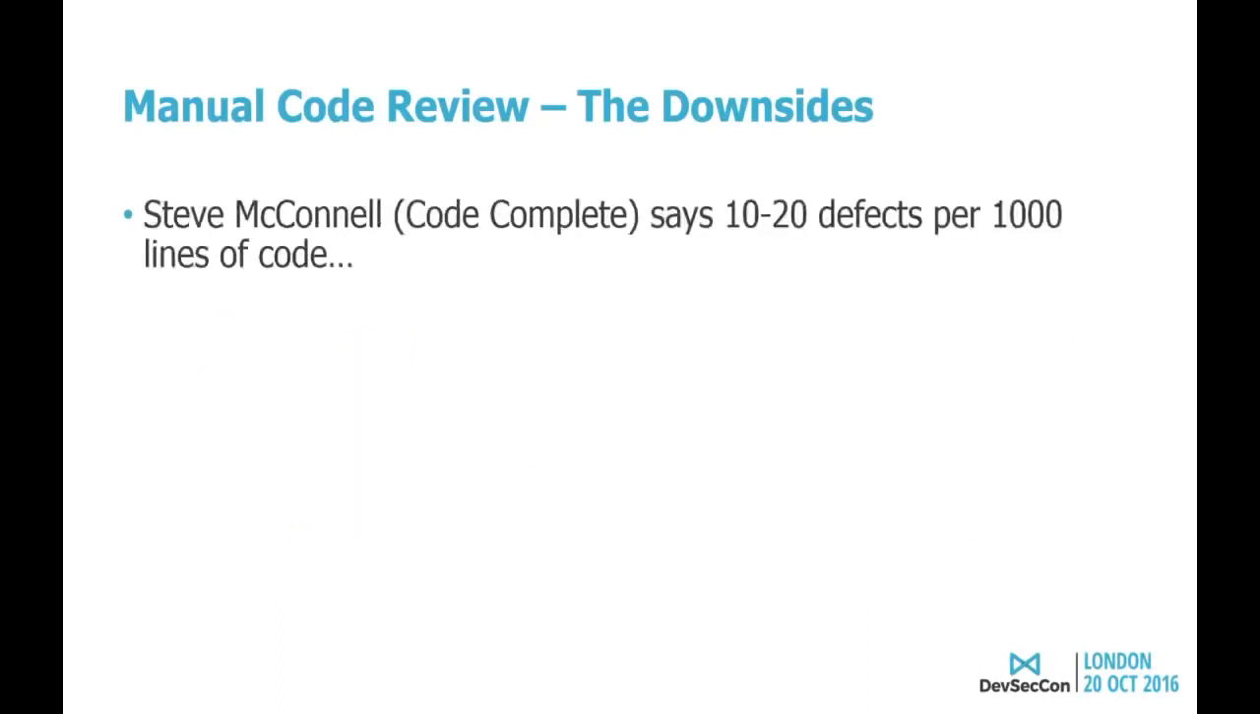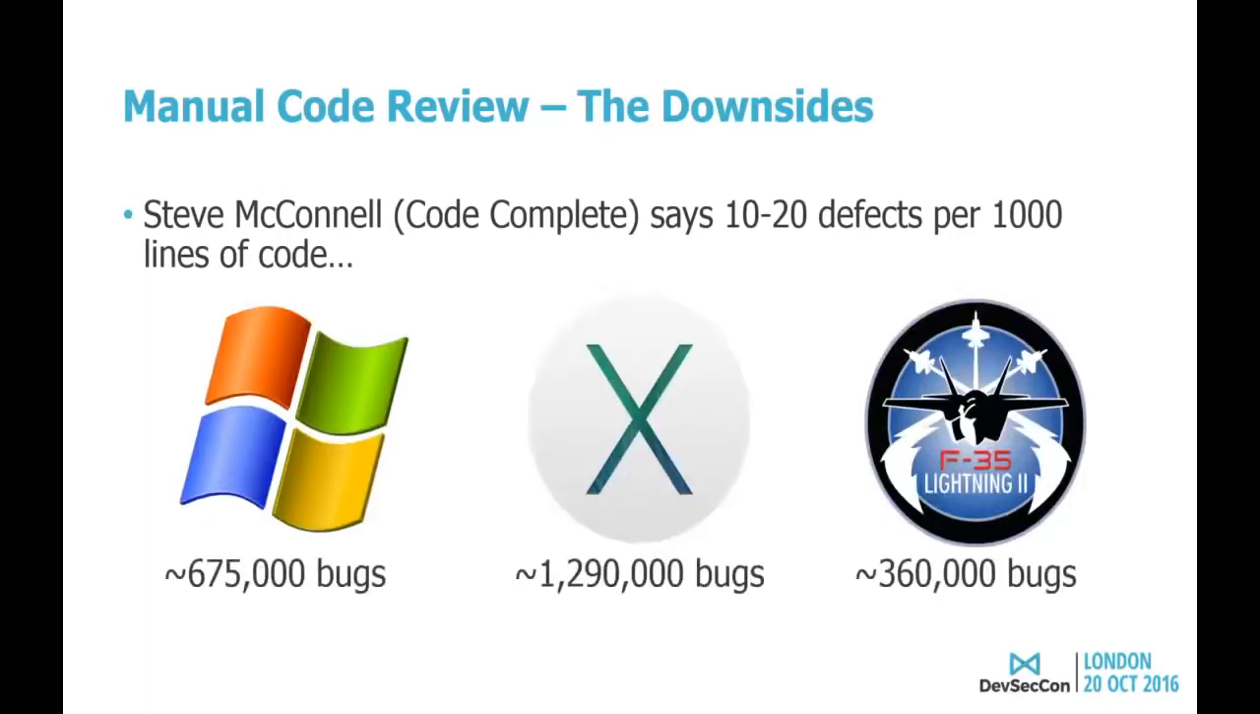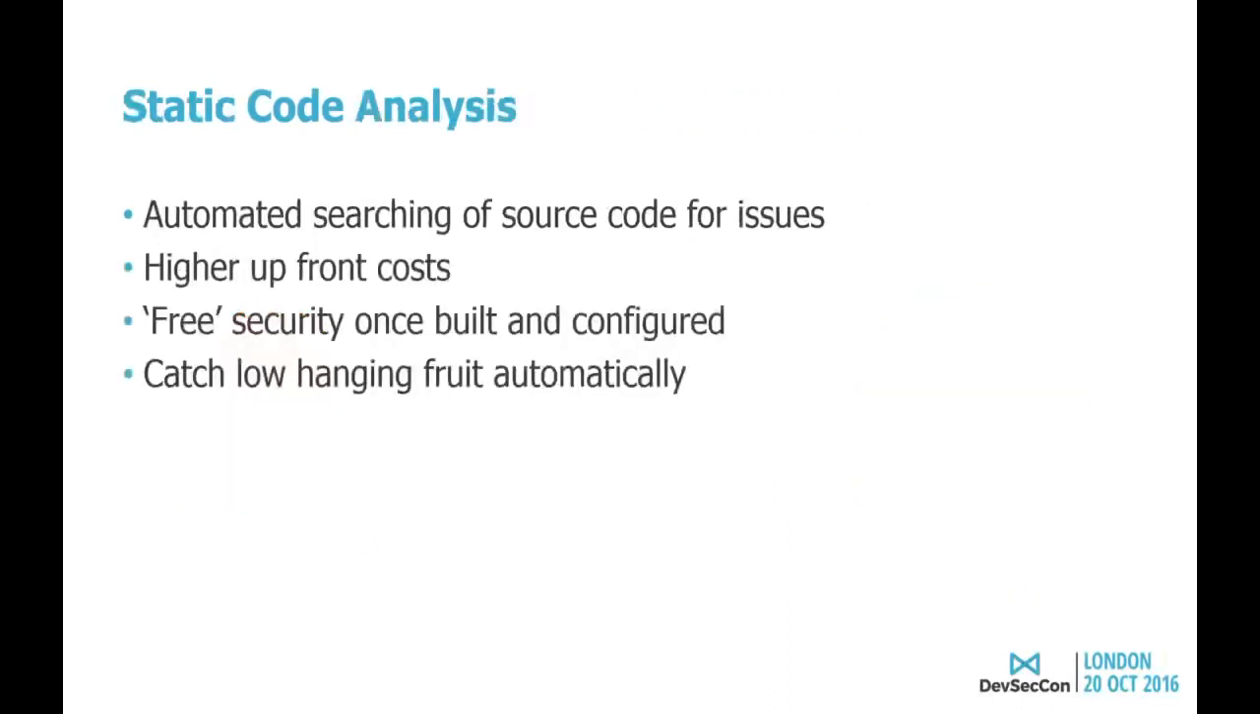And Steve McConnell, who wrote Code Complete, reckons somewhere in the region of 10 to 20 defects of some sort, not security bugs specifically, but bugs of some class or another, per 1,000 lines of code, which works out with some pretty staggering numbers. 1.25 million for Mac OS X apparently, but even in what is supposedly a brand spanking new fighter jet, you're looking at 350,000 bugs of some sort or another. That's an awful lot of bugs, and expecting people to find that manually is probably too much. So instead, we do static code analysis. Automated searching of source code for issues in the context of source code analysis.